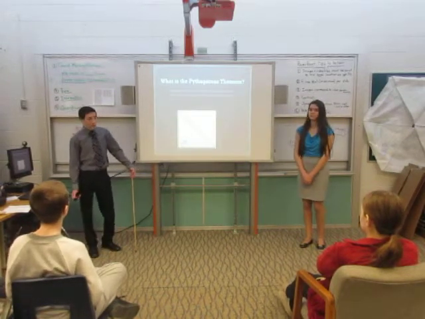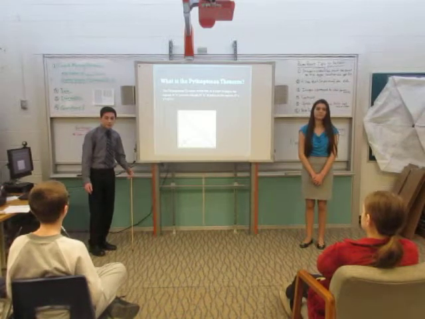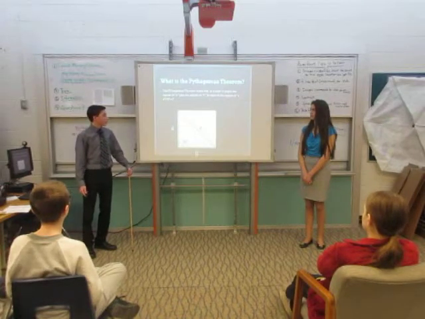And what is the Pythagorean theorem? The Pythagorean theorem states that in a right triangle, the square of A plus the square of B is the square of C. A squared plus B squared equals C squared.